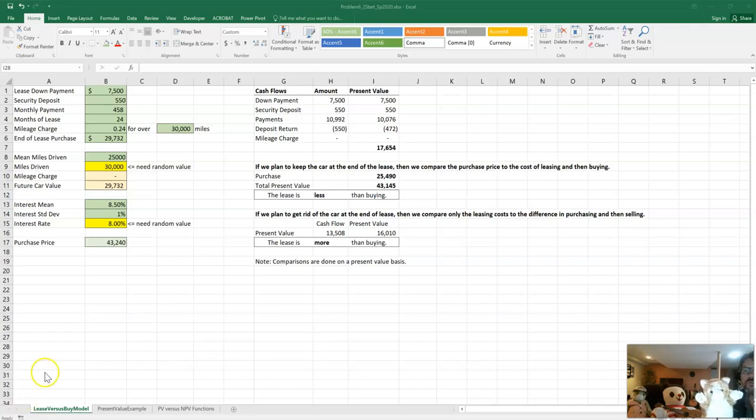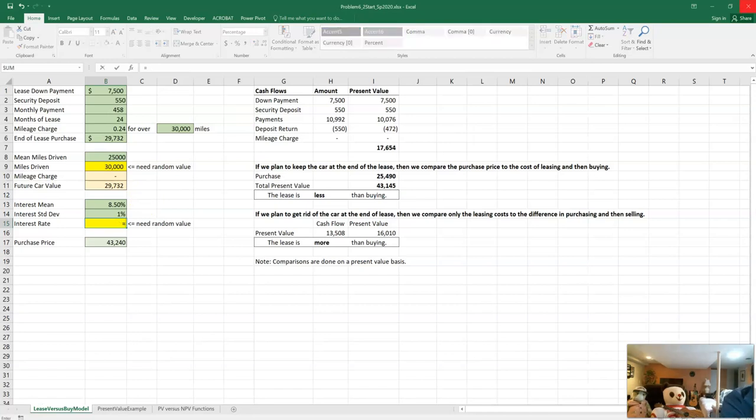Okay. So now we've got a working model, but it's not a random model. This just lets you play what if. What if you drive a lot of miles or not so many miles? What if the interest rate is 10%, 8%, 9%? We want to do the randomization. Well, the normal we've done before. So I'm going to do that one first.